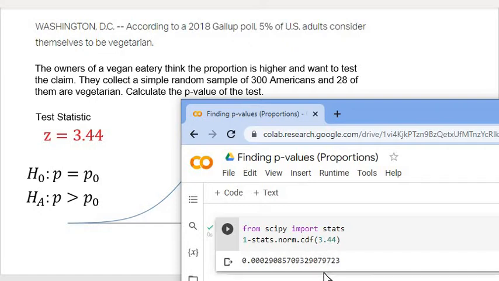And it turns out the area to the right of 3.44 in the standard normal distribution is 0.0002. So this is a miracle. This is a really rare event. This is the p-value for a z-score of 3.44. So I found the p-value for this test. This right tail test has a p-value of 0.00029.